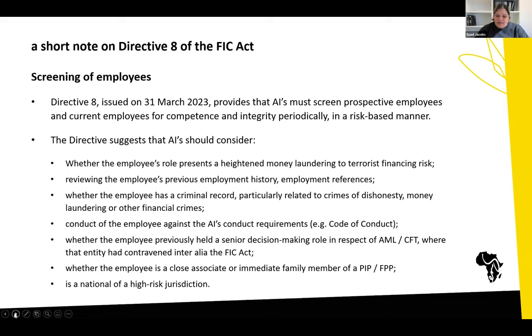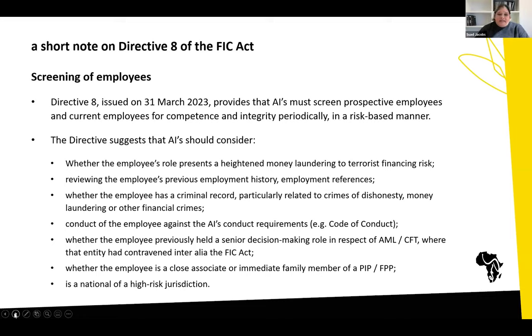What's important to remember is that with this risk-based approach, you have to determine the level of risk posed by employees or prospective employees, and the screening process associated with new employees or current employees must be proportionate to the level of risk that these prospective or current employees expose the accountable institution to. So the purpose of introducing Directive 8 is to ensure that the risk that employees would expose accountable institutions to money laundering, terrorist financing or proliferation financing is mitigated and managed on a continuous basis. The screening allows for ongoing management of your risk, but it also ensures that your employees have high standards of competence and integrity.